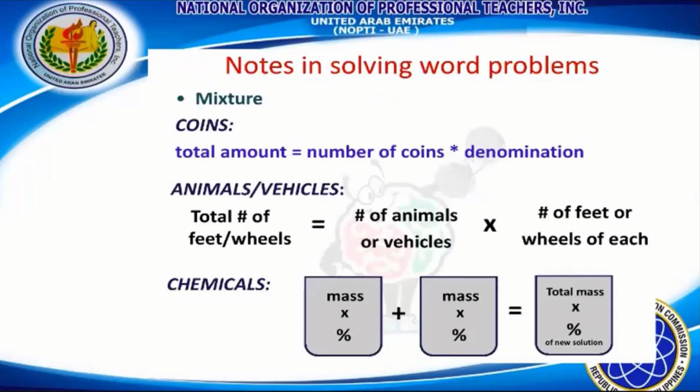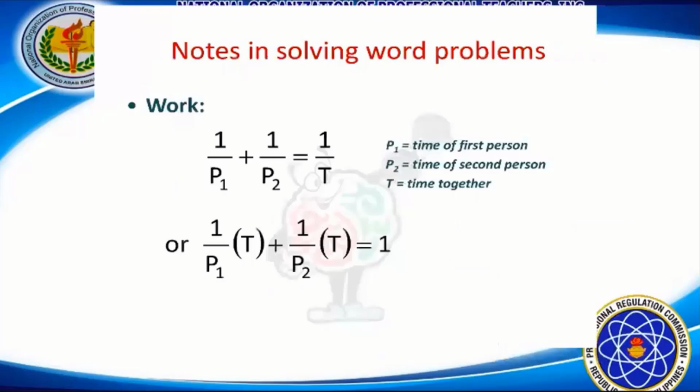Pag coin problem, usually, number of coins times the denomination, that's the total amount. Ano pa? Ang mga different types, animals or vehicles, total number of feet, total number of wheels. Tapos pag chemicals, mass times percentage of solution, mass times ganyan, total mass. Pag work problem naman, diba marami yung mga problem na let's say, si ganito nakatapos ng ganito in 3 hours, ito nakatapos ng ilan, ang natapos ng lahat, parang ganon.